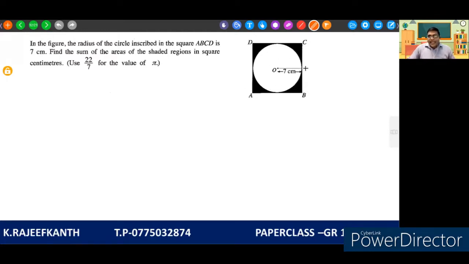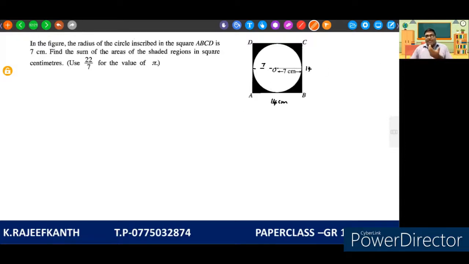If the radius of the circle is 7, then the diameter will be 14. This diameter will be equal to the length of the side of the square. So this is 14 centimeter. So if the diameter is 14, then the length of one side of the square should be equal to 14. So we can mark all the sides as 14, because ABCD is a square.